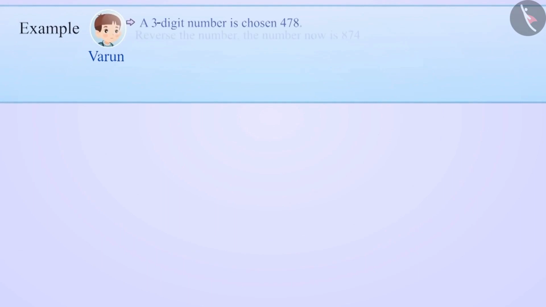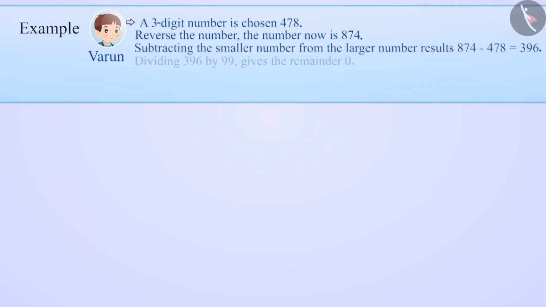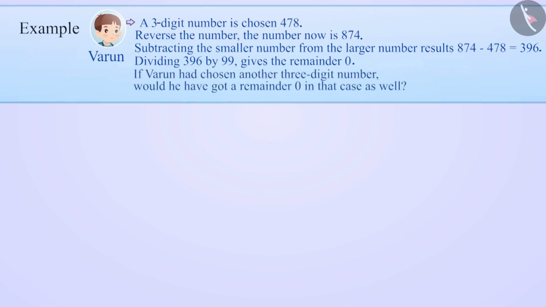Varun selected a 3-digit number, 478. Then he reversed the number, which gave him the number 874. He then subtracted the smaller number from the larger number and obtained the result 874 minus 478, which is equal to 396. He then divided 396 by 99, which gave him a remainder of 0. If Varun had chosen another 3-digit number, would he have got a remainder 0 in that case also?